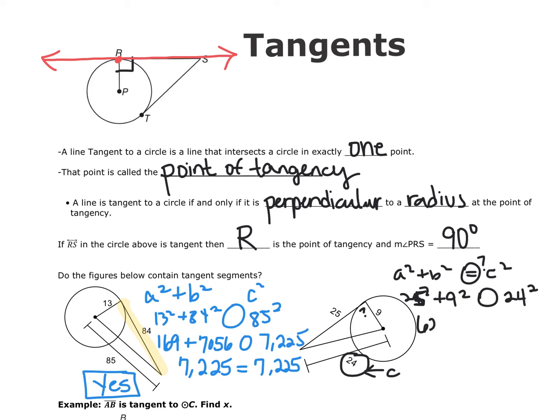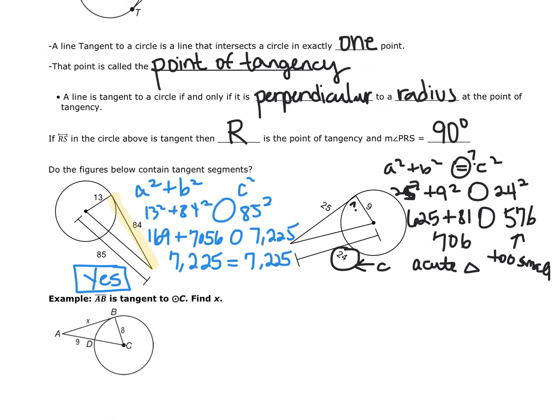We get 576 plus 81, and how does that compare to 625? Well, this is 657, so this is too small. So we have an acute triangle. So the answer is no. It does not contain a tangent segment.